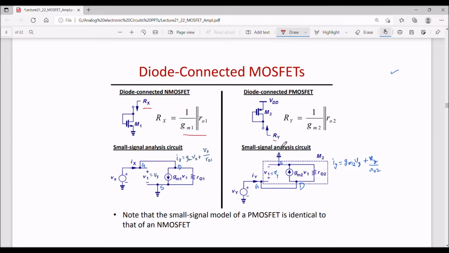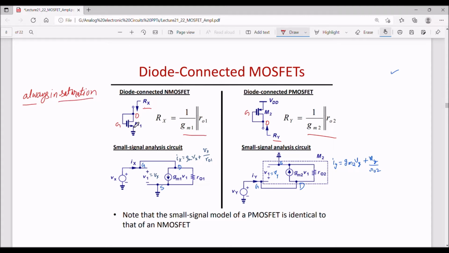Similarly, for a PMOS, this impedance Ry we had seen, and one can calculate it using the small signal circuit as 1 by gm2 parallel to ro2. Now one more important thing you will notice here: when you tie the gate and drain, the gate and drain of these two MOSFETs are connected, and this ensures that the MOSFET is always in saturation. For amplifier applications, we want our MOSFETs to be in saturation.